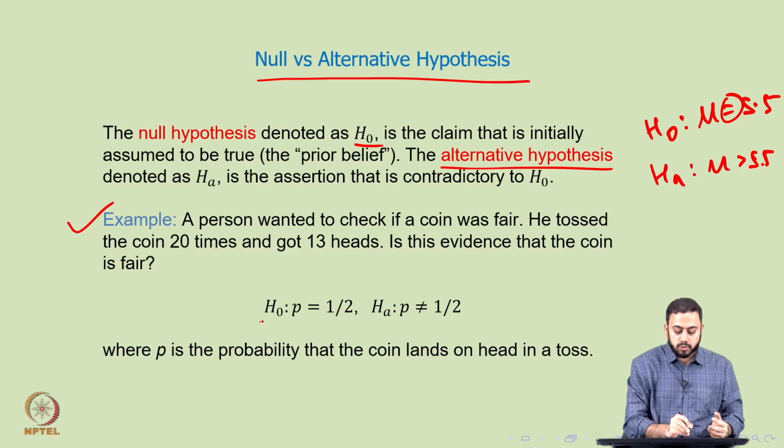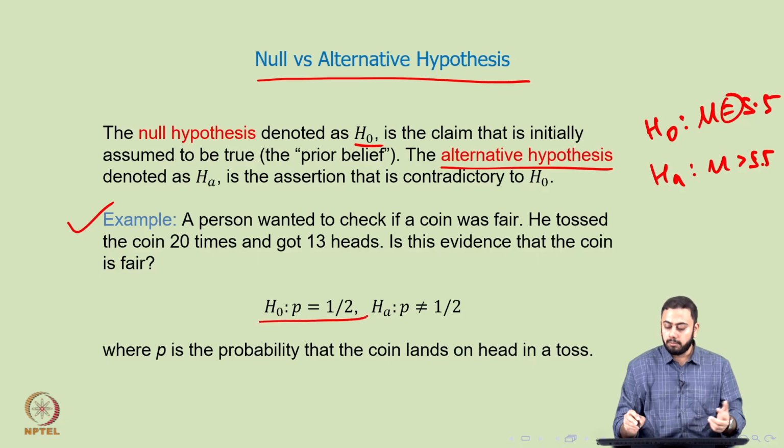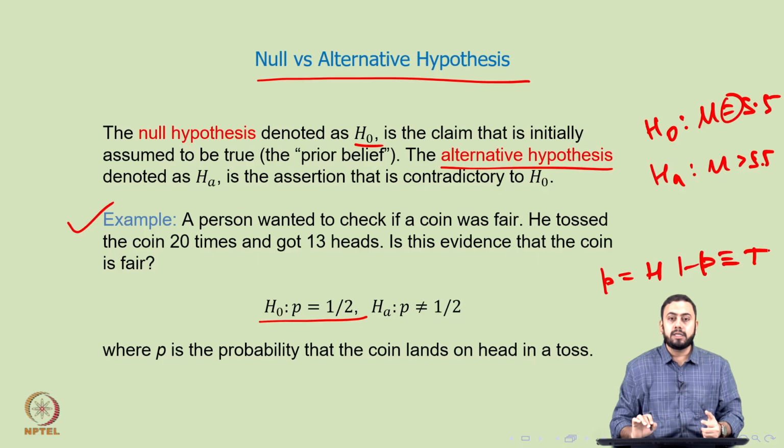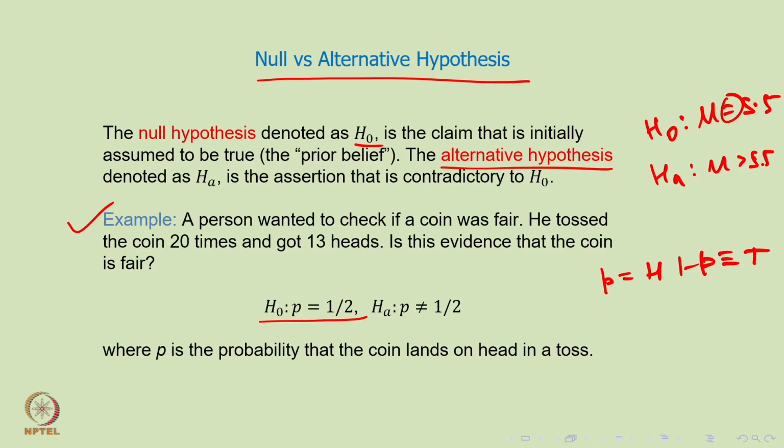So my null hypothesis could be, so what do you mean by the coin being fair? Coin being fair means if I denote P to be the probability of heads, and naturally 1 minus P would be the probability of tails, then I can put in the null hypothesis exactly that P equals 1/2. Because for a coin to be fair, my P has to be 1/2, which is the probability of getting a head, and similarly my 1 minus P, which is the probability of getting a tail, is also 1/2. So very naturally I can put my null hypothesis to be P equal to 1/2.